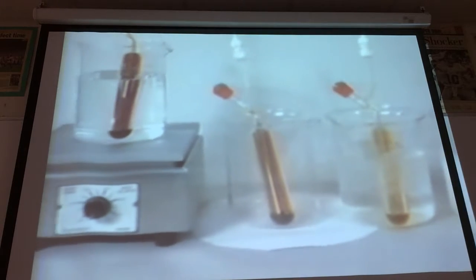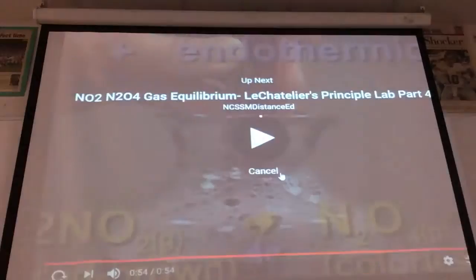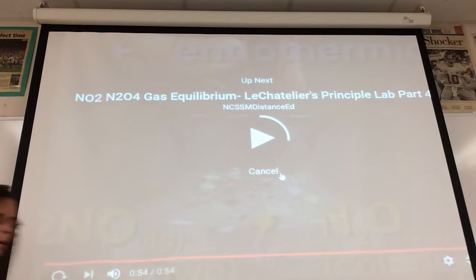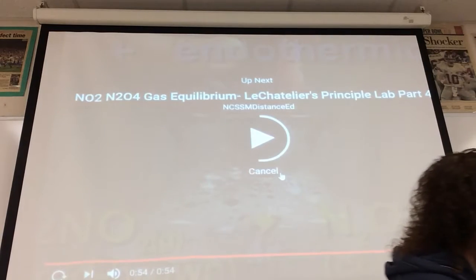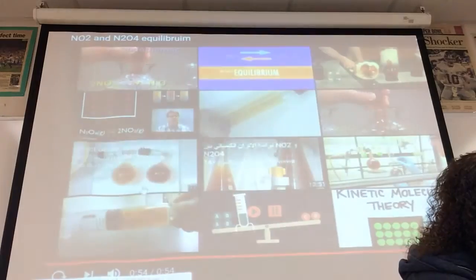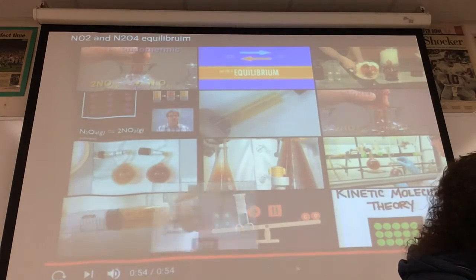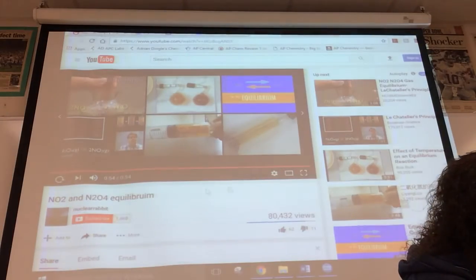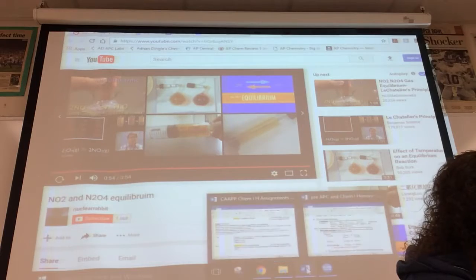So in this case, you can tell if the forward or reverse reaction is favored based on the color of the gas. And we will get into whether the reaction is endo or exothermic when we talk about Le Chatelier's principle.